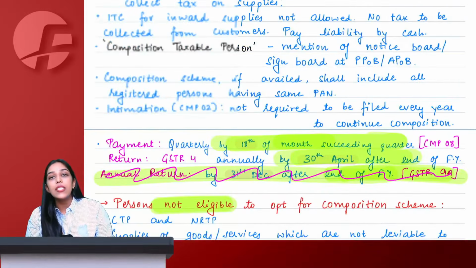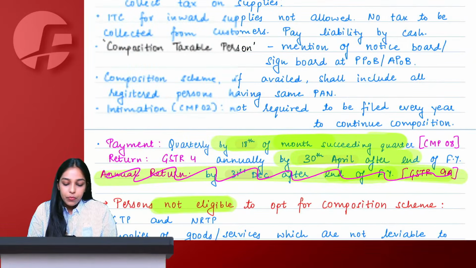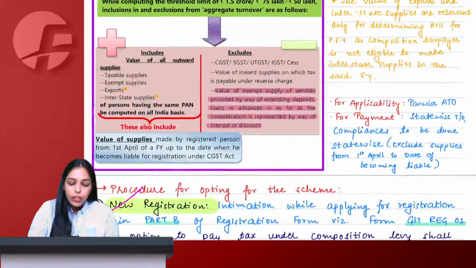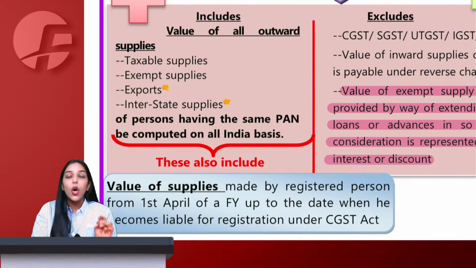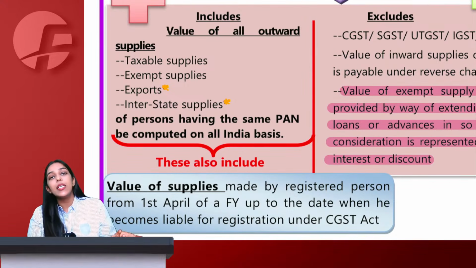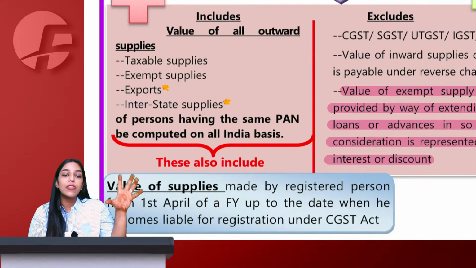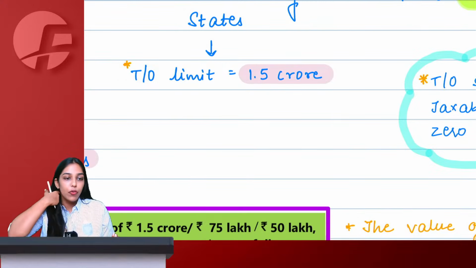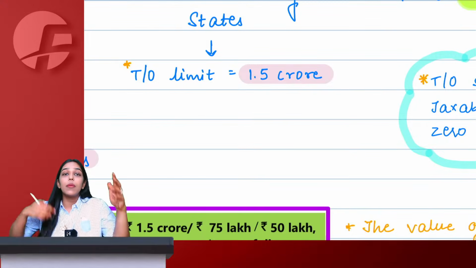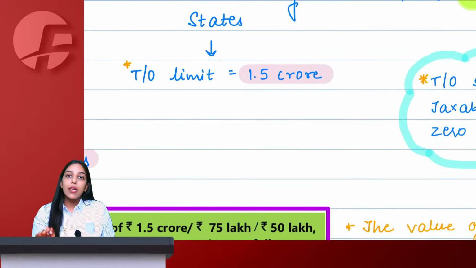But ma'am, while teaching us the aggregate turnover, you said that interstate supplies and exports will also form part of aggregate turnover. If a composition person cannot make interstate supply, then what is the point of taking interstate supply in aggregate turnover? Understand. Once you come in a relationship, once you commit to someone, after that you cannot see any other person. No, after that you cannot cheat. But before you commit to someone, before you actually enter into a relationship, you could possibly have a past, right? So same is the case here.